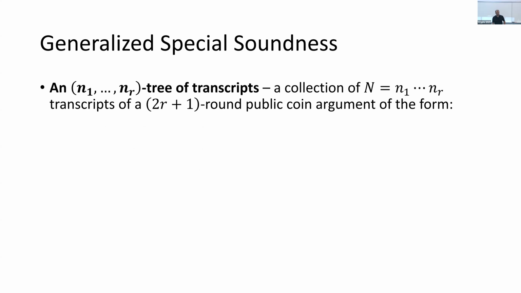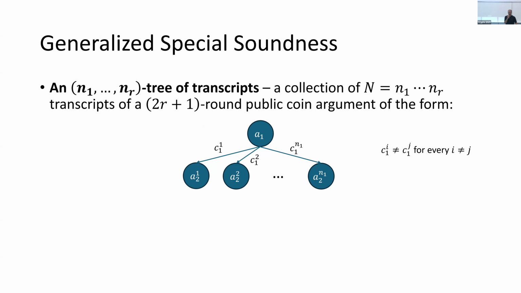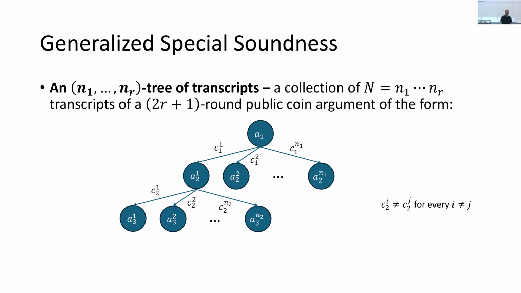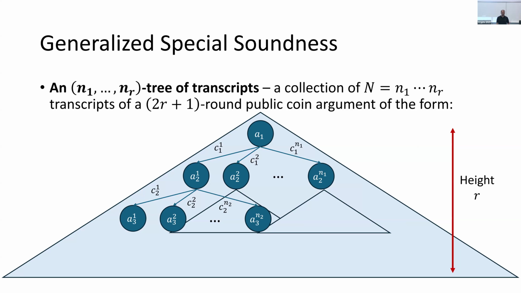Good. So what do I mean by special soundness for multi-run protocols? For that, I want to introduce a notion of a tree of transcripts. An (N1, ..., Nr) tree of transcripts is a collection of transcripts that can be arranged in a tree of the following form. All of them share the same first prover message, that's A1. Then you have N1 distinct challenges and corresponding replies. Then for every one of these replies, you have N2 distinct challenges with corresponding replies, and so forth. So it's a tree of height r, where the arity at each level i is Ni.